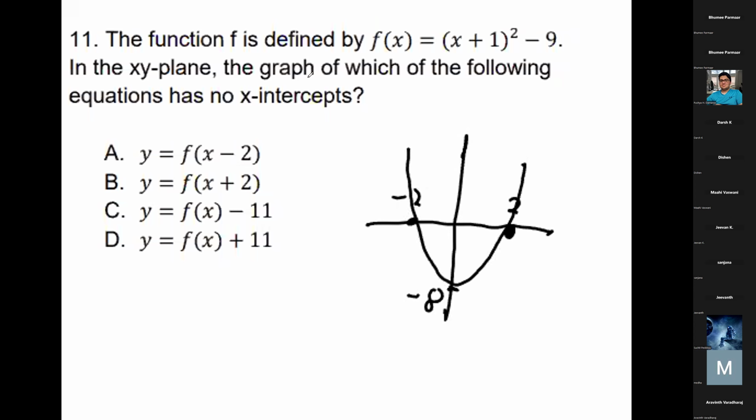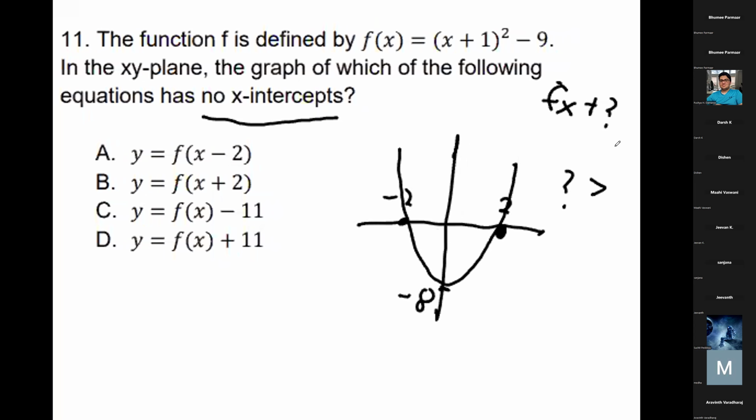So which of the following equations has no x-intercepts? What we need to do is f of x plus a number, and that number needs to be greater than 8. Because if we add 8, we would get a graph like this, where it has an intercept at x equals 0. And if we add more than that, there are no x-intercepts. And so we just need to look at which one of these follows that, where we have x minus 2.